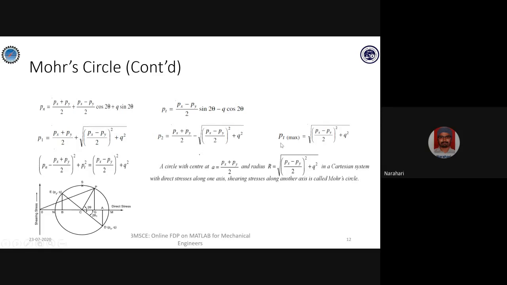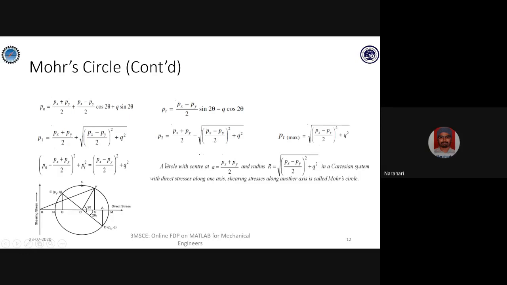And Pt max, that is tangential stress, also there is a plane where it will be maximum. That is found by differentiating the expression for Pt with respect to theta and equating it to 0, that is maximizing the Pt. If you do that, you get a plane inclination, which you substitute back, and you get Pt max equals root of ((Px minus Py)/2) whole square plus Q square.